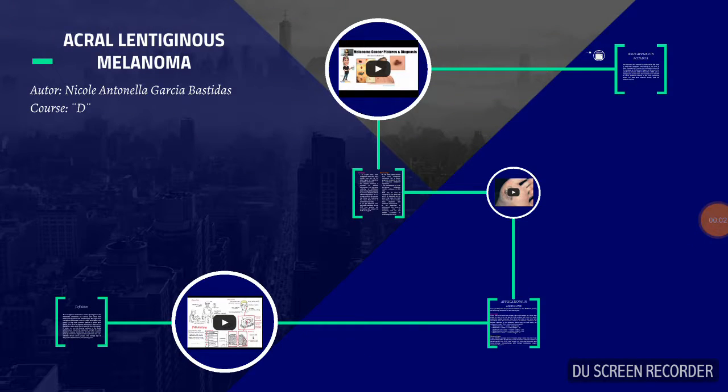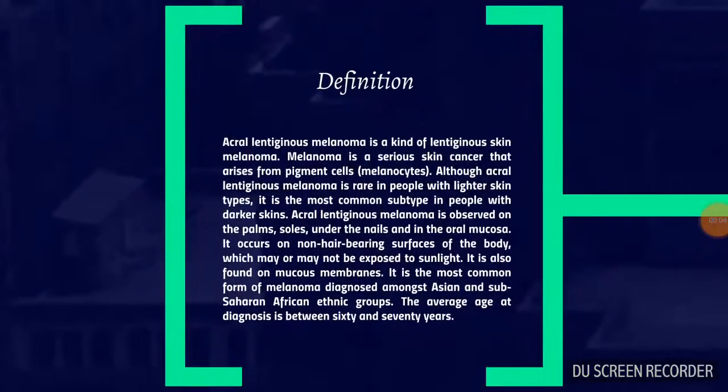Acral lentiginous melanoma. Definition: Acral lentiginous melanoma is a kind of lentiginous skin melanoma. Melanoma is a serious skin cancer that arises from pigment cells, melanocytes.